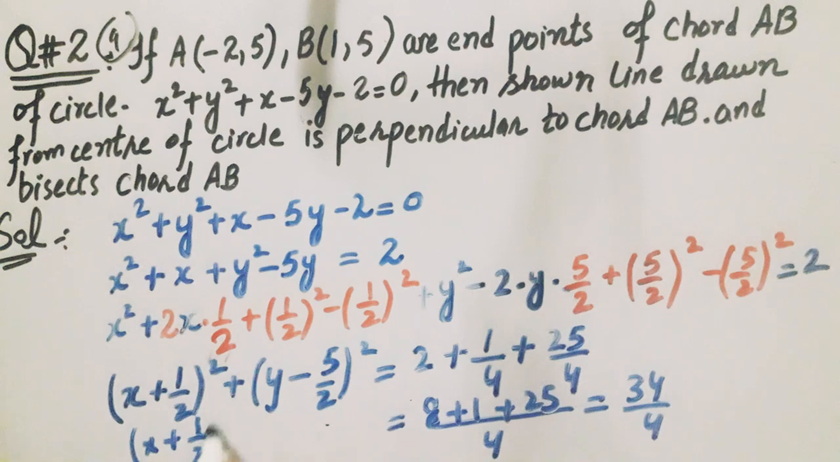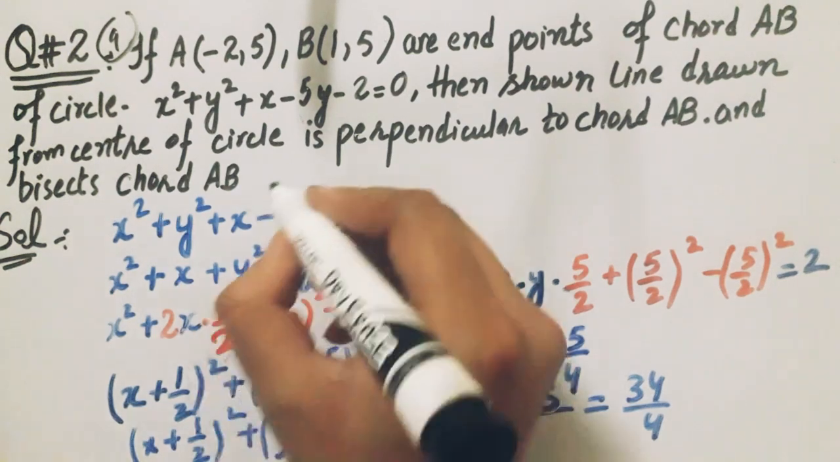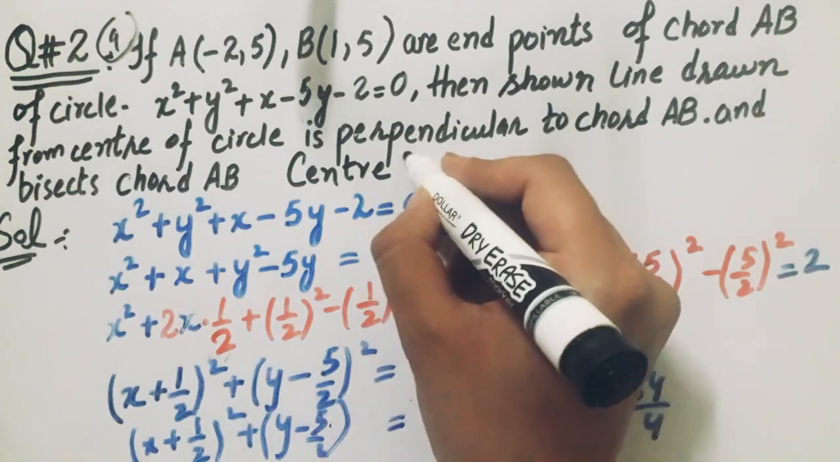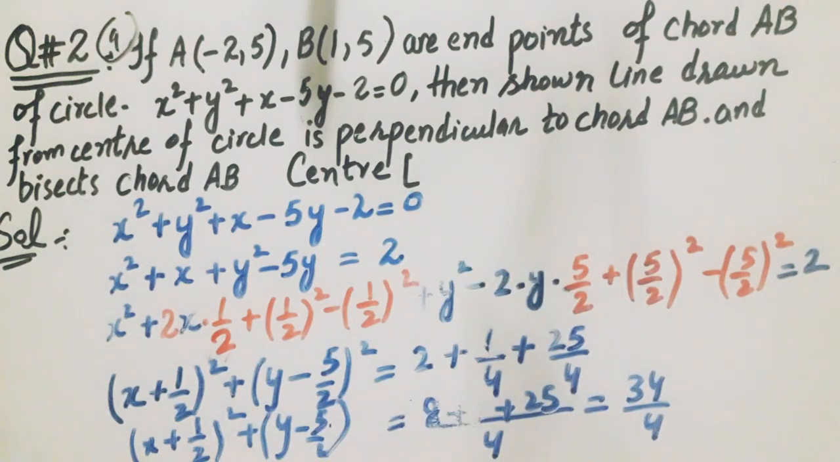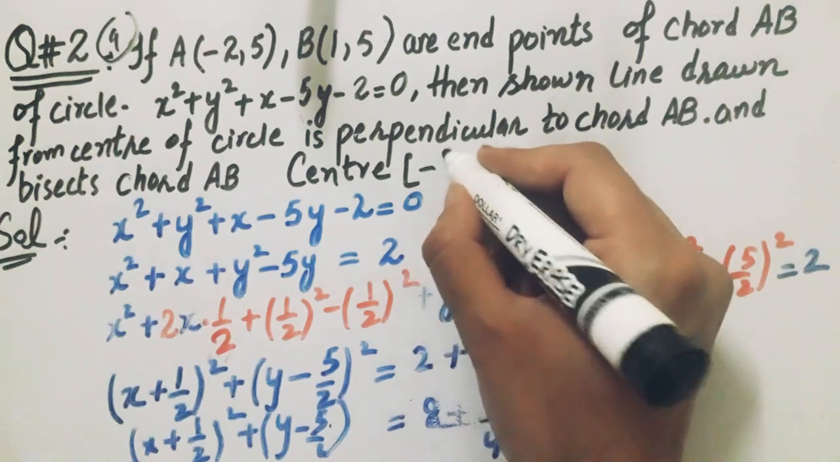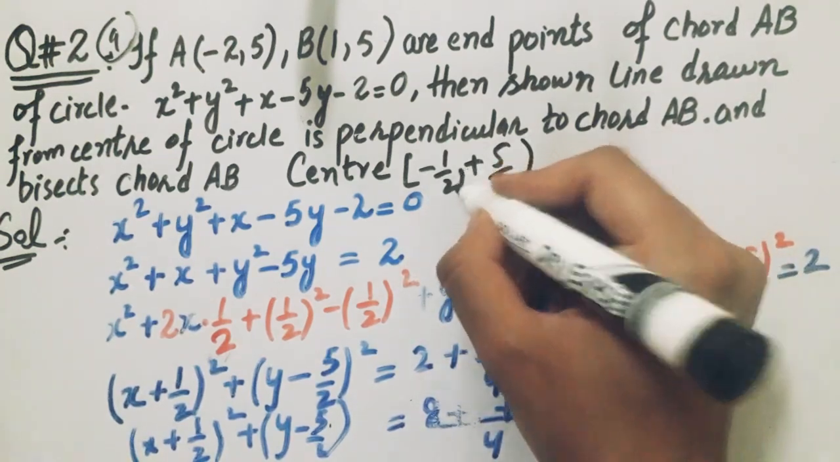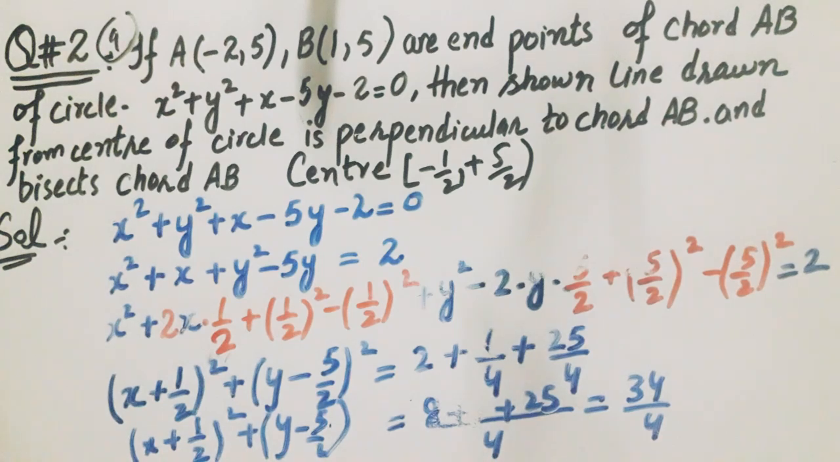Now write this again. Now we got the centers. So we will write here. Center will be minus 1 by 2 and plus 5 by 2. So these are the center point.